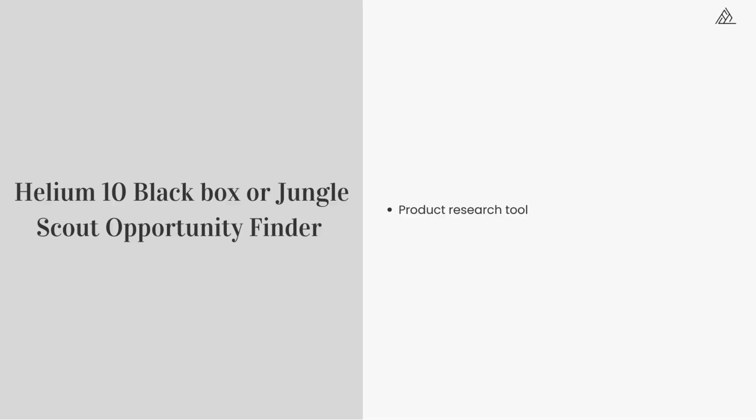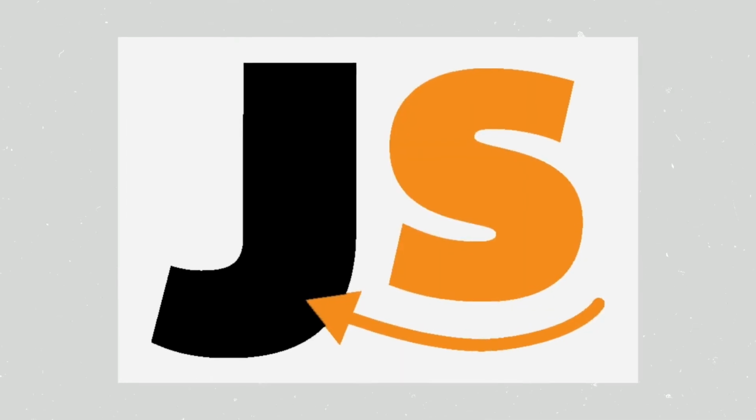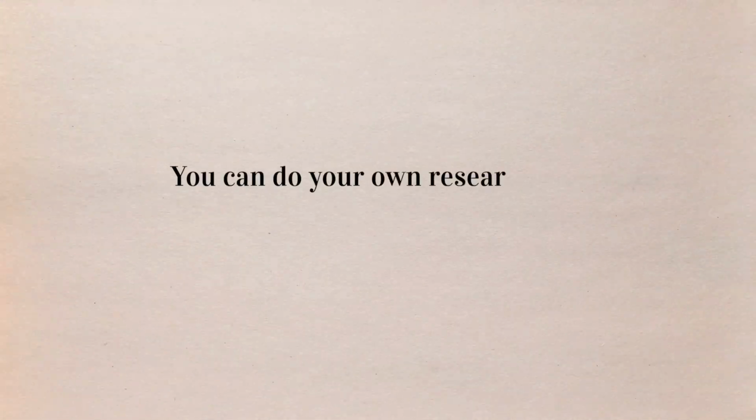Helium 10 Black Box and Jungle Scout Opportunity Finder are softwares that we're going to be using throughout this program. Now, these softwares are both very similar, so you don't need Helium 10 and Jungle Scout. You just need to pick one, and you can do your own research and pick the one you like.